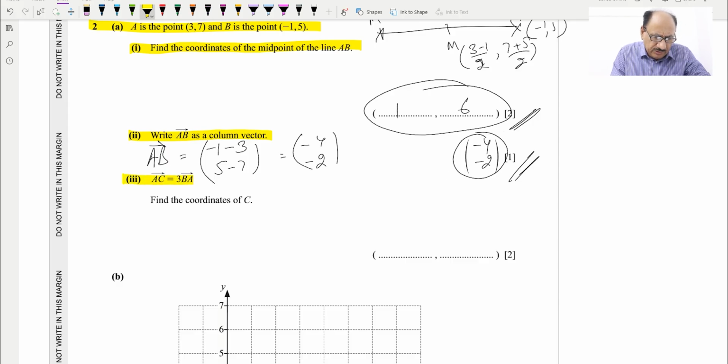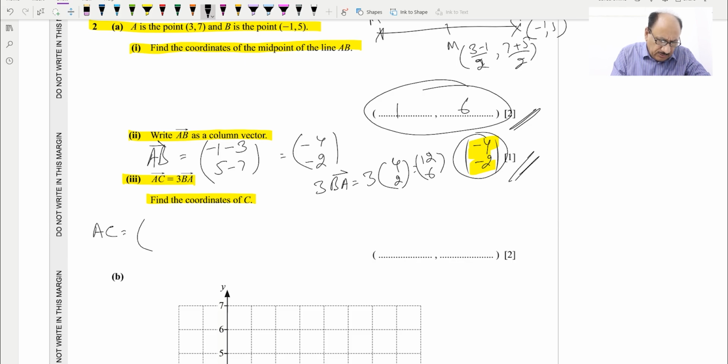Now part 3: AC is equal to 3BA, and find the coordinates of C. So first we'll find 3BA, for which we will use AB, which we have already calculated over here, and we will multiply this by 3 and change the sign also. So 4 and 2 becomes 12 and 6. This is what we will be using. And AC is equal to C minus A, so C minus A will give the coordinates of C.